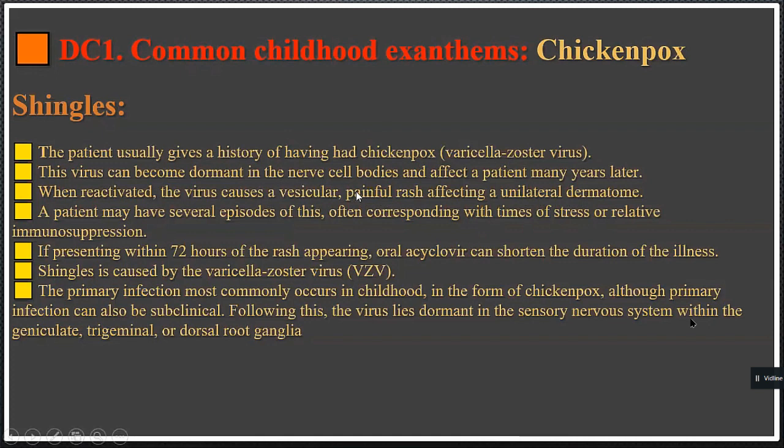Okay, so you have to find that in the scenario. Patient may have several episodes. So, for example, he had the same episode last year or something like that. Okay, it can be reactivated by stress or immunosuppression also. If presenting within 72 hours of the rash appearing, you can give oral acyclovir. It can shorten the duration of illness. Shingles, as we said, varicella zoster virus. Okay. So here, it can follow any nerve, like trigeminal.